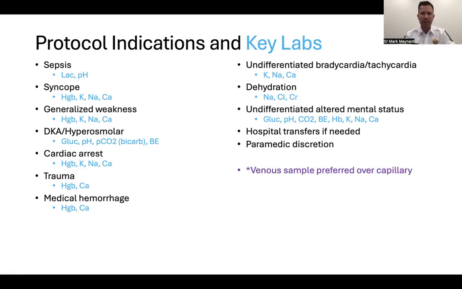A couple of reminders here: the venous sample is preferred over capillary. We do have the ability to do both venous and capillary. We're not going to be doing arterial samples because sticking a needle into the artery, number one, is painful and also has some risk associated with it. So we're not going to be doing ABGs. We'll be doing VBGs, which are just as good for our intents and purposes.